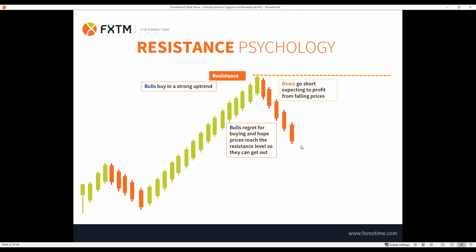And then, of course, at this point, the bulls realize that most probably their decision to buy was wrong. And they wish that the market returns back to the resistance so they can get out. The bears regret shorting only a small volume, and they wish for the market to go up to the resistance so they can sell more.